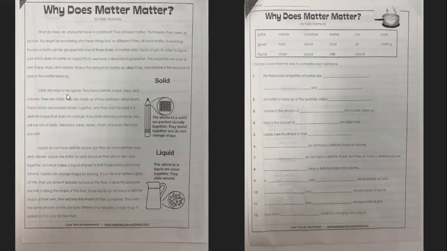Solids are easy to recognize. They have definite shape, mass, and volume. Trees are solids. They are made up of tiny particles called atoms. These atoms are packed closely together and they hold the solid in a definite shape that does not change. If you look around your house, you see lots of solids: televisions, beds, chairs, and even the food you eat.